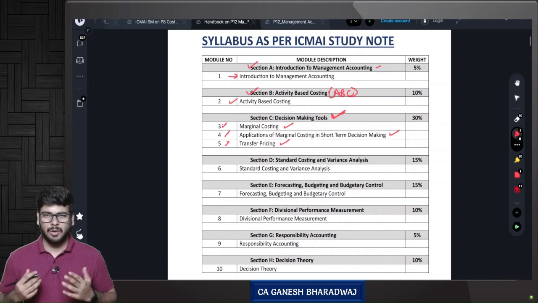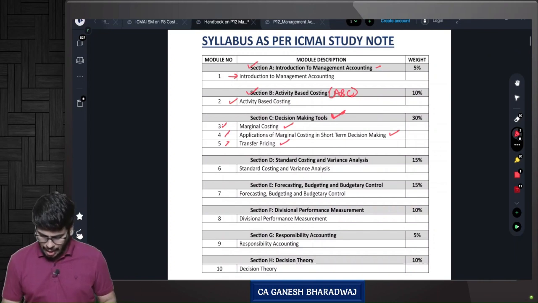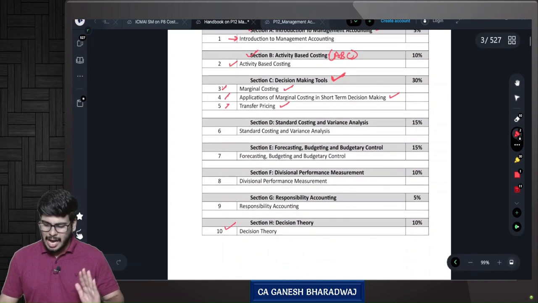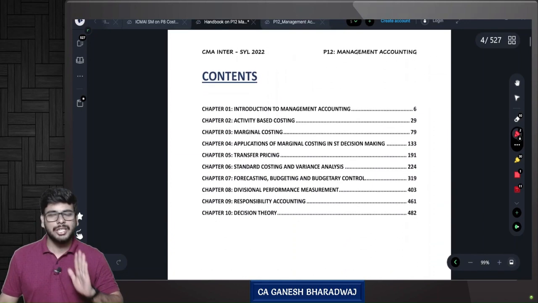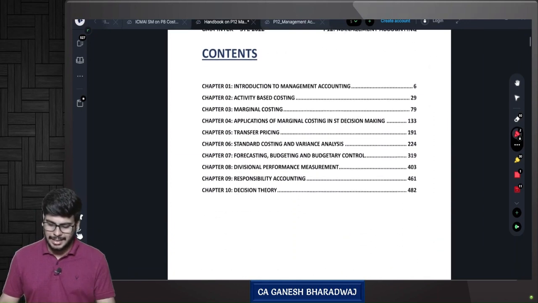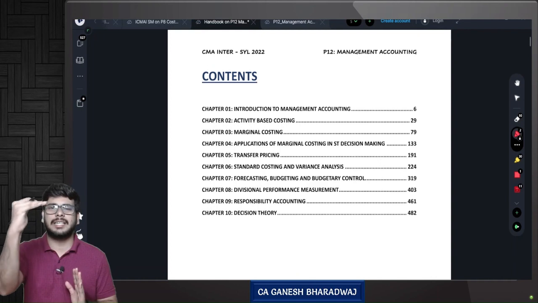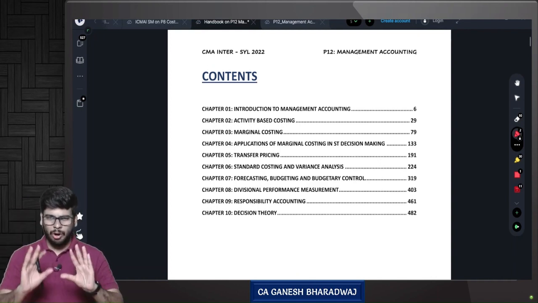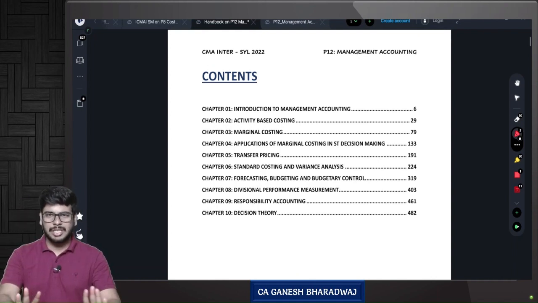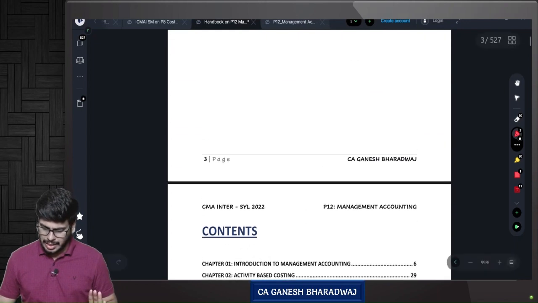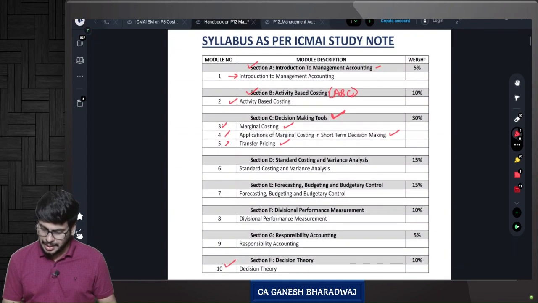Or in other words, what I have done, overall you have 10 modules. I have just made it as 10 chapters. So I have not done it as section and module and all. Overall 10 chapters. The names of the chapters are all kept the same. I have not changed the names of the chapters. Even the numbers, the sequence, I have not changed.